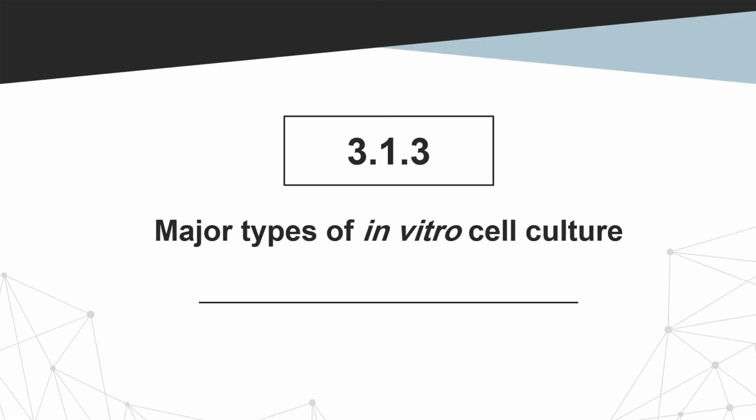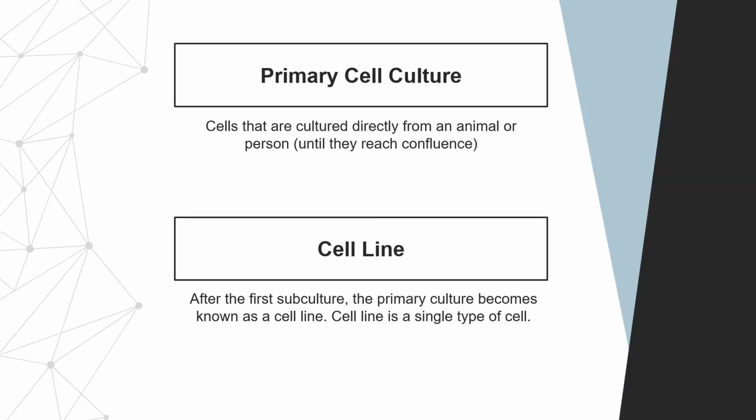Section 3.13, Major Types of In Vitro Cell Culture. Primary cells, also known as primary cell culture, refers to cells that you directly isolate from living organisms, such as from tissues or organs. And these cells are basically harvested directly from these biological sources without much manipulation or immortalization in cell culture. So they are all direct from the animal or humans.